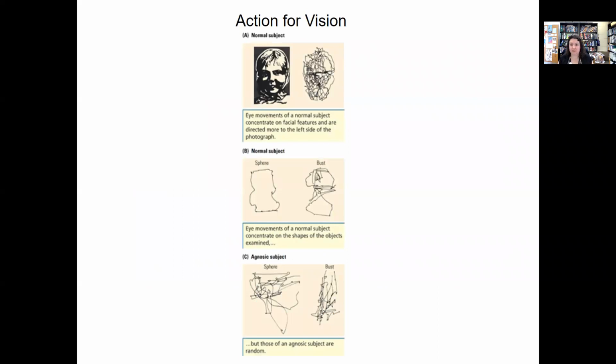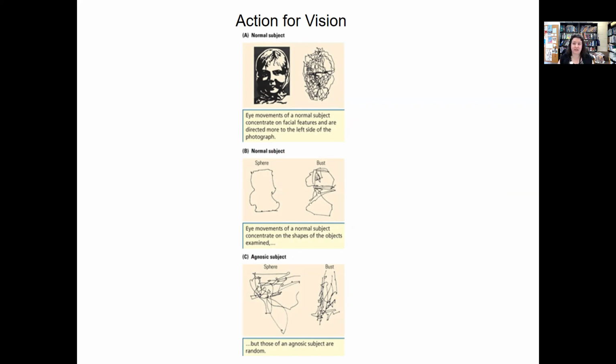So here are some examples of what this might look like for a normal subject and for someone who has agnosia, which we're going to talk about in a couple slides. So what this is from is eye tracking. When they do eye tracking studies, they either attach something to you or oftentimes now it's almost like a little speaker bar that detects your eyes and where they travel on the screen or whatever else you're looking at.